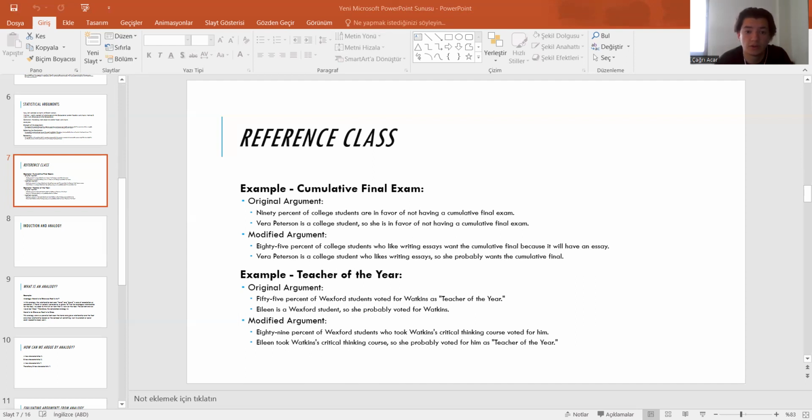The third subtitle is softening conclusions. The use of qualifiers like probably can enhance the strength of the argument, especially when the reference class is more specific. In summary, the strength and reliability of statistical arguments depend on how well the reference class aligns with the subject of the conclusion, and often softening the conclusion with qualifiers can improve the argument's overall strength. And there are two examples about it. The first one is about the cumulative final exam, and the other one is about the teacher of the year.